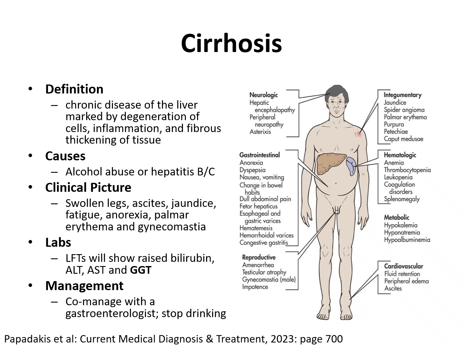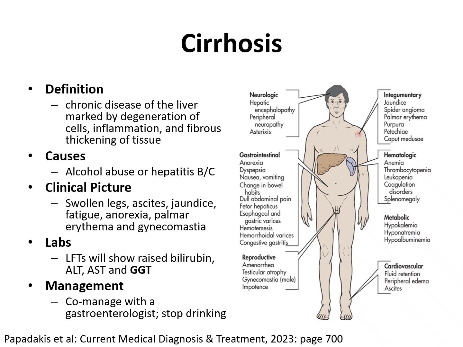As I said previously, the clinical picture: swollen legs, ascites, jaundice, fatigue, anorexia, gynecomastia. These are the big ones I want you to remember. And there's one other, which is palmar erythema. But if you look over on the right side, there are more than 24, maybe 36 manifestations of cirrhosis.